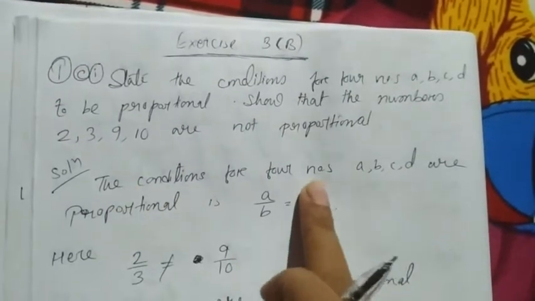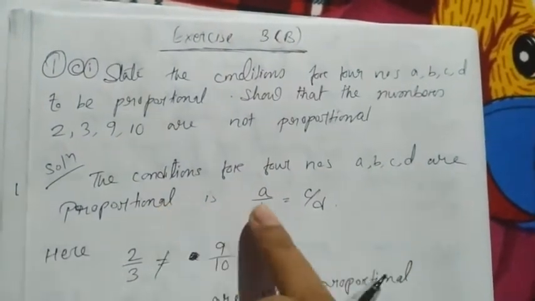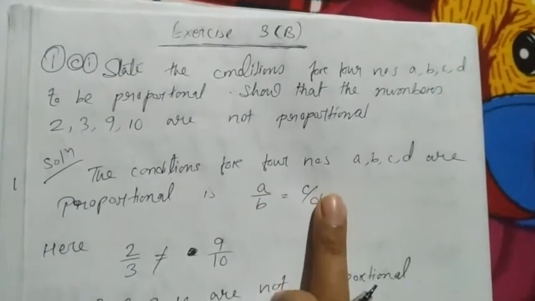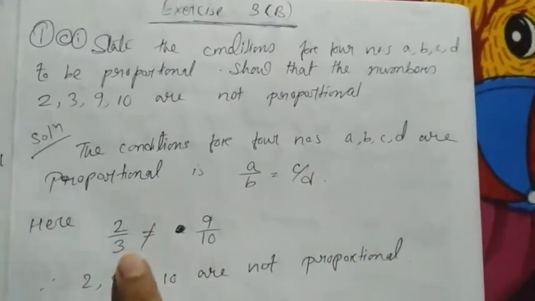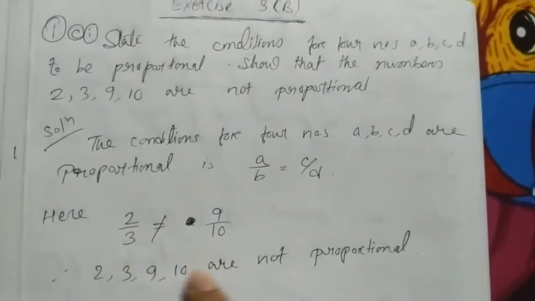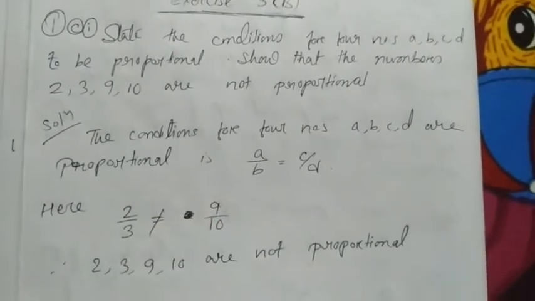The condition for the four numbers A, B, C, D to be proportional is A by B equals C by D. Okay, this is the condition. Here you see 2 by 3 is not equal to 9 by 10. So these four numbers are not proportional.